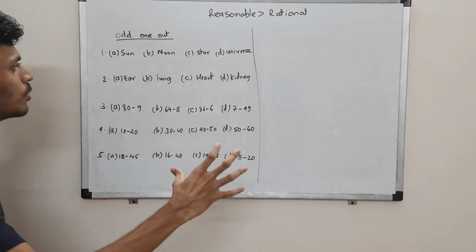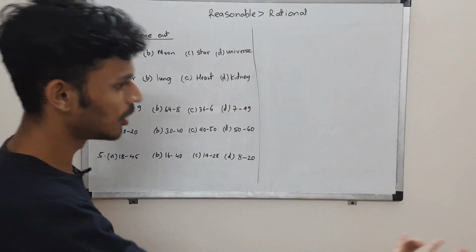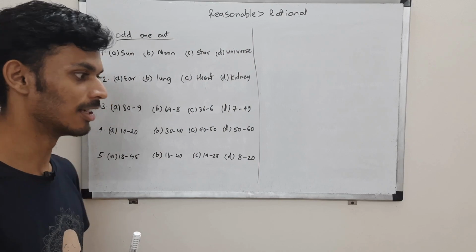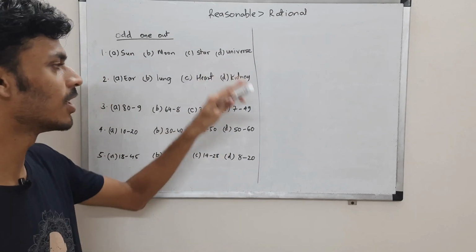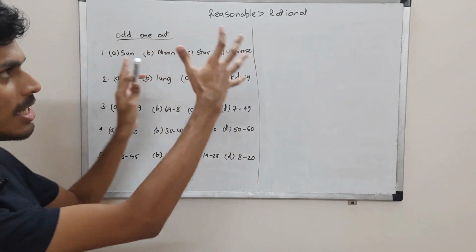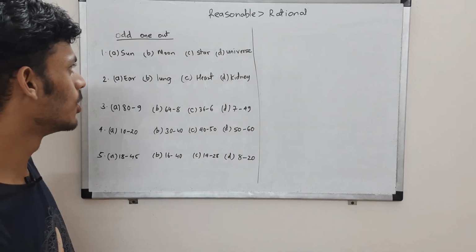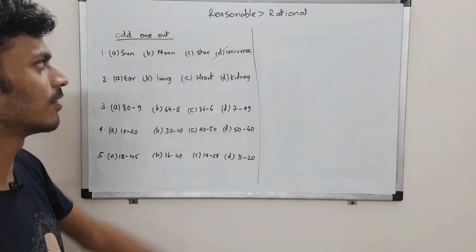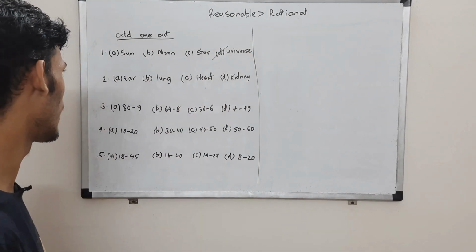Question number 1, sun, moon, star or universe. If you see sun, moon and star, all 3 of these are celestial bodies, whereas universe is a place where these celestial bodies are placed. So universe will be the one that is standing out over here. These are celestial bodies, universe is a place where these are placed.